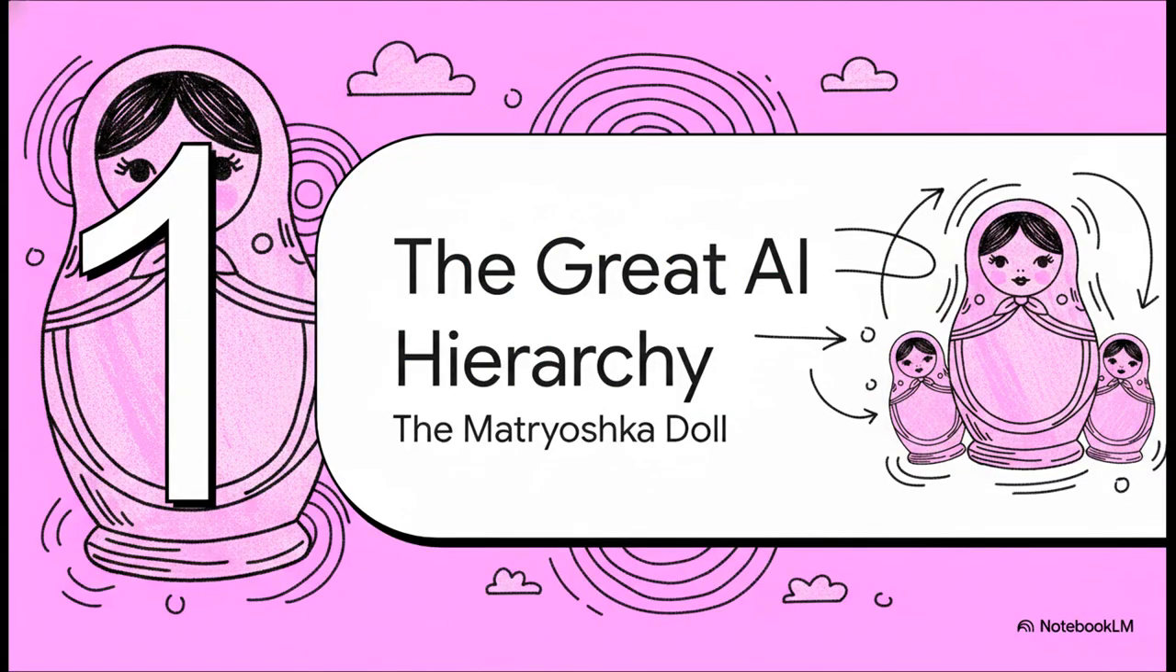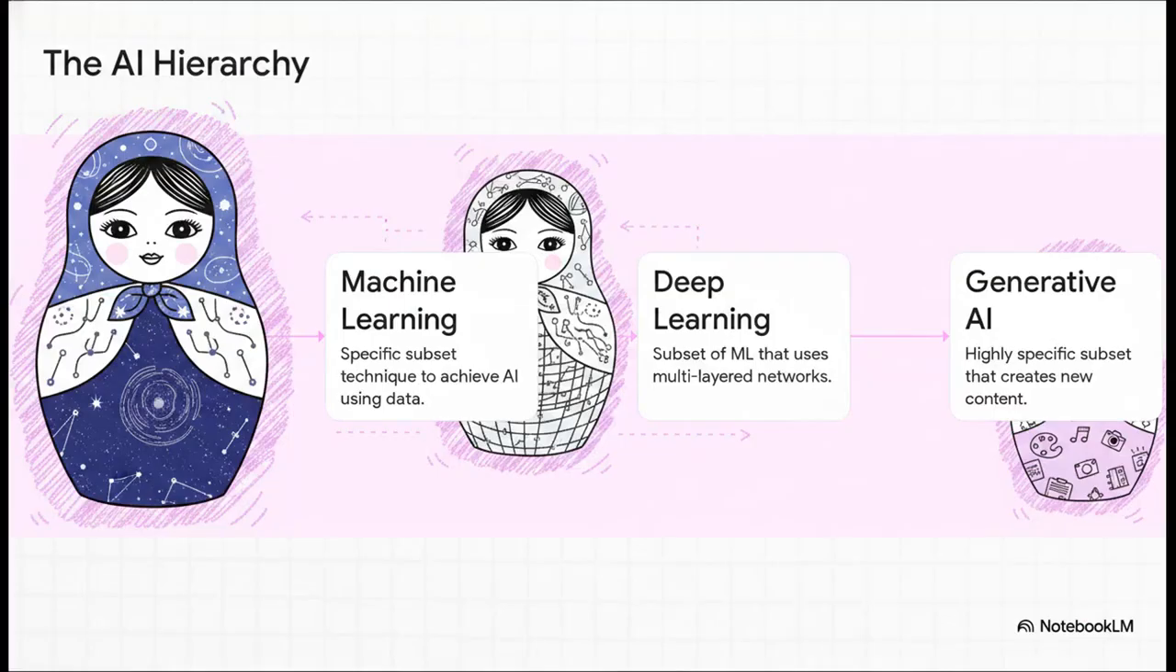Section 1. The Great AI Hierarchy. The Matryoshka Doll. So I want you to think of the entire AI landscape like a classic Russian nesting doll, okay? The outermost, biggest doll, that's artificial intelligence. It's the whole universe of creating smart applications. Crack that open, and inside sits machine learning, a specific technique that learns from data. Open that one, and you'll find deep learning, which relies on multi-layered networks. And finally, nestled right there at the very center, the smallest doll, that's generative AI. It's a highly specific, incredibly powerful subset that doesn't just analyze data, it actually creates new content.